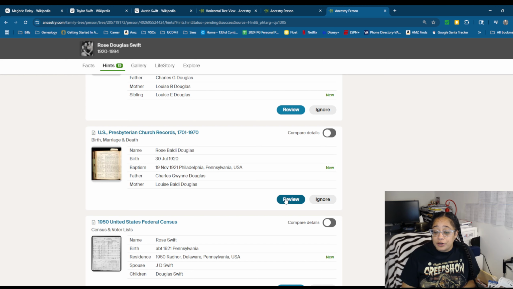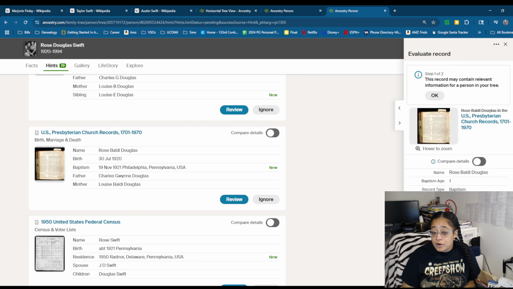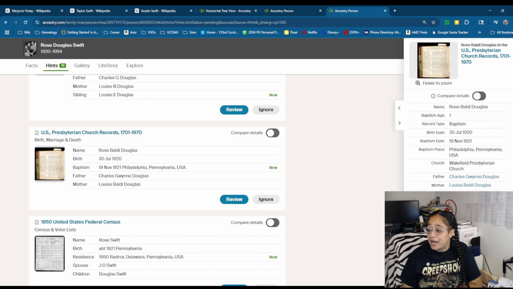But we're going to go ahead and review. We're going to review this U.S. Presbyterian Church record. And as you can see, they go from 1701 to 1970. Now, Ancestry may have scanned more than that, but based on just respecting folks who are still potentially living, they are going to hold back some of that information until more time passes.